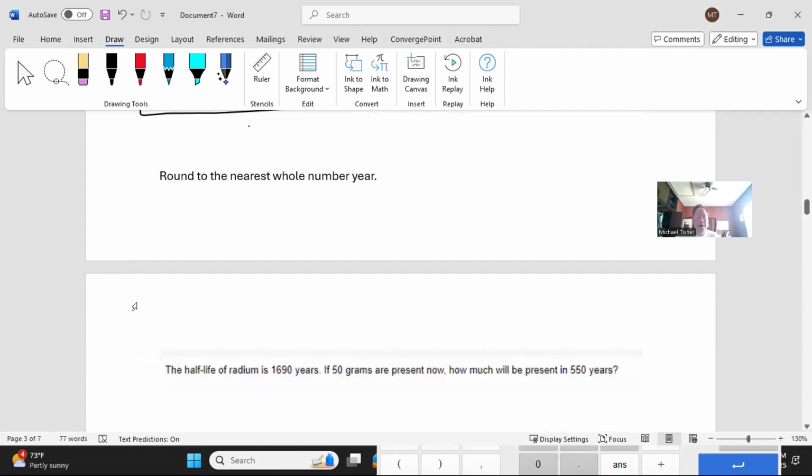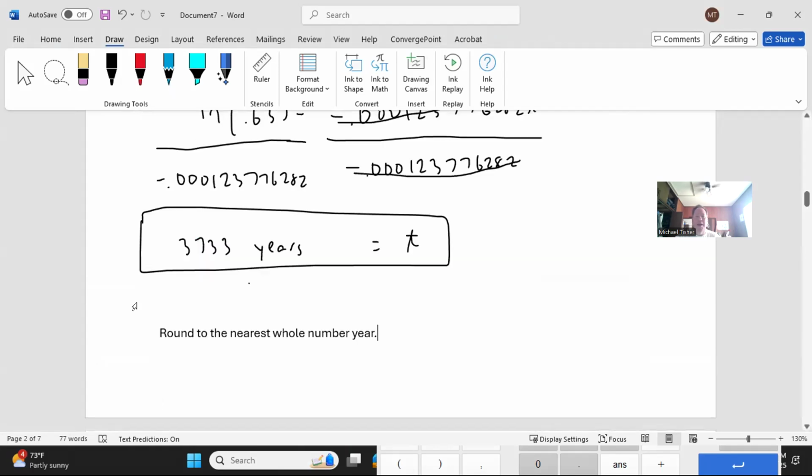All right. Now here we have another half-life problem, but we'll do that in another video. So in the meantime, that was how you do a half-life problem when you want to find how long it takes for some substance to be some fraction of its original substance.